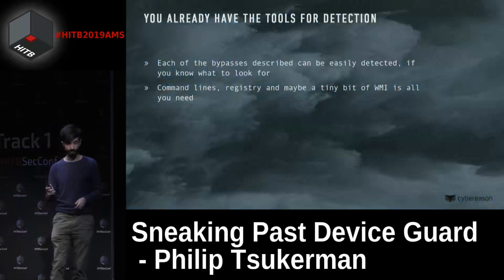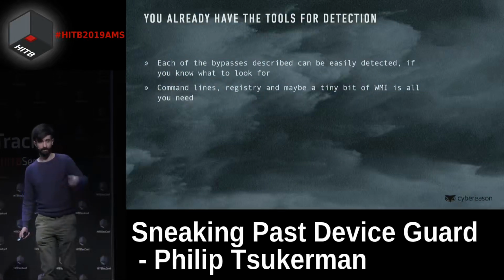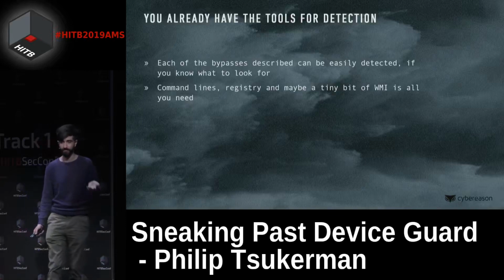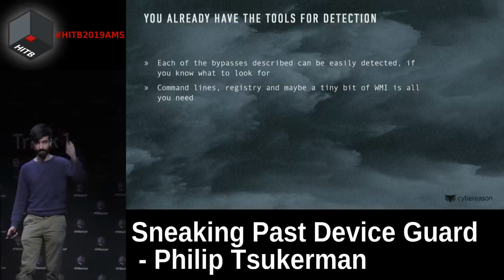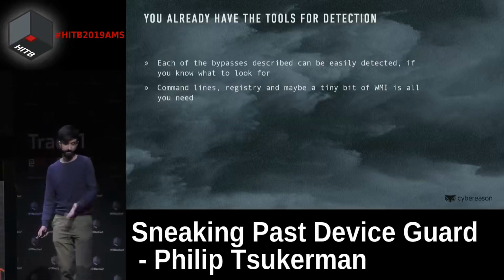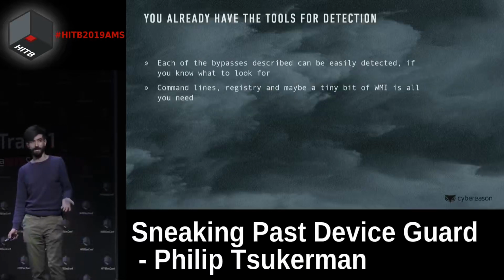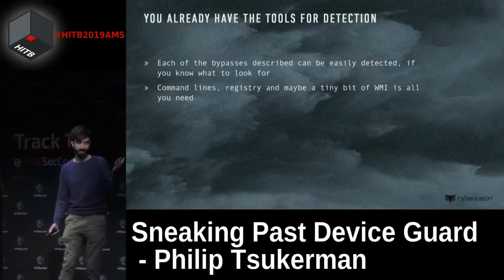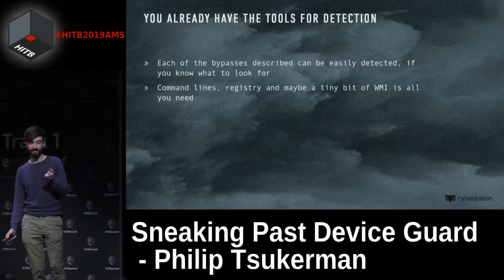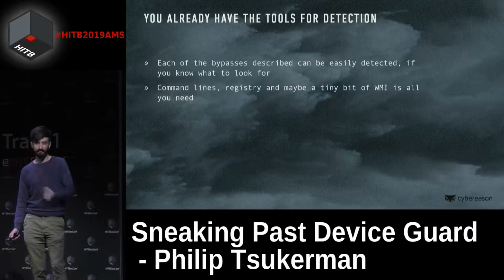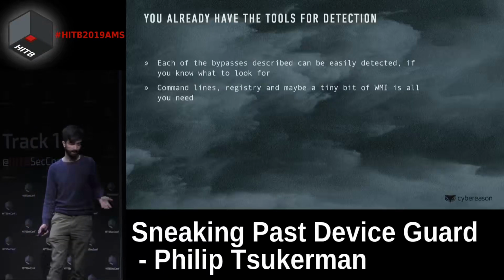And now for a quick conclusion. So first of all, you have the tools for detecting these things. Most of what I've shown is using various command line stuff. So if you have command line logging and you look at these logs regularly, you will be able to find these techniques, whether they're used as device guard bypasses or just stealthy execution techniques. And if you look at registry and maybe a tiny bit at WMI, you will be able to see everything that was shown here. It's not especially hard.